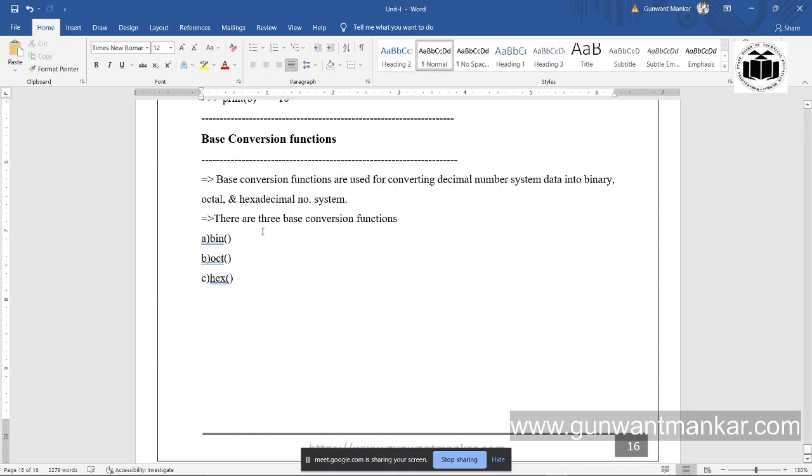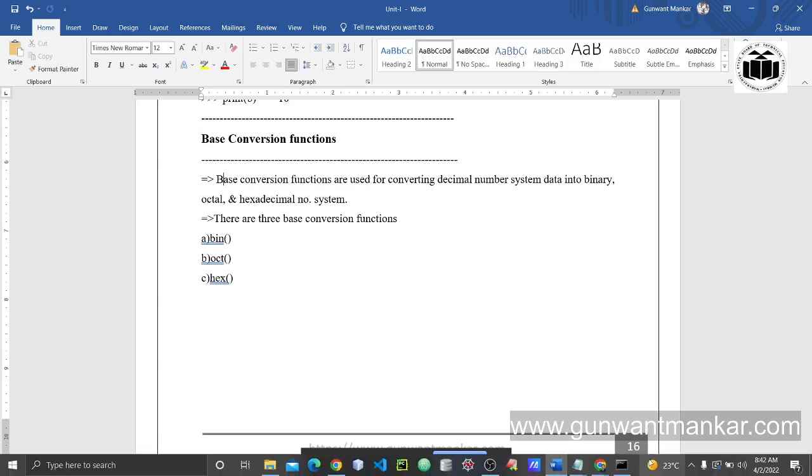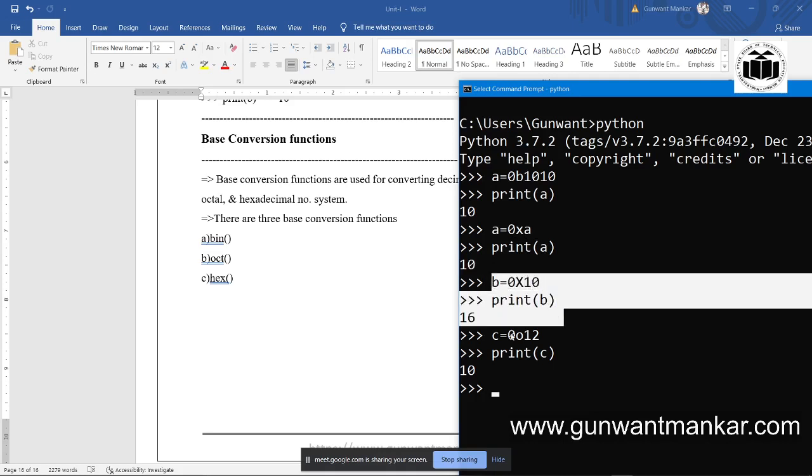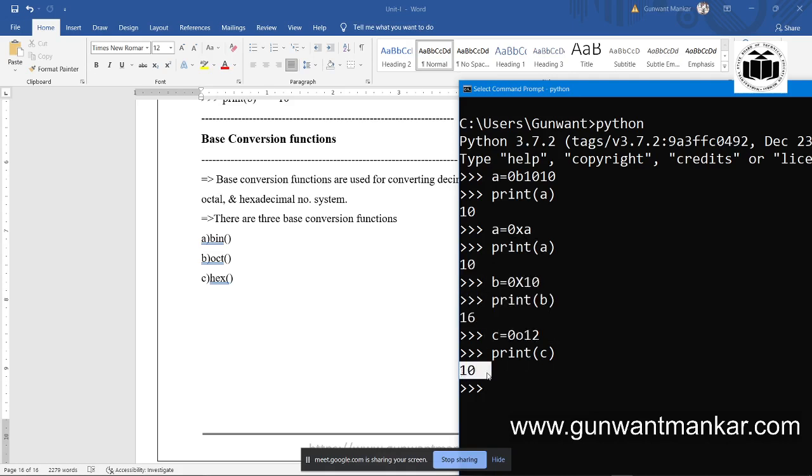So if you want to convert decimal number system data into binary, look here. If you are storing the number in hexadecimal, or storing it in binary, what is it going to print? Decimal only. See here, it is only printing the decimal value. If you store in binary, you get the output in decimal. If you store in hexadecimal, also the output is decimal. If you store in octal, also we get decimal.